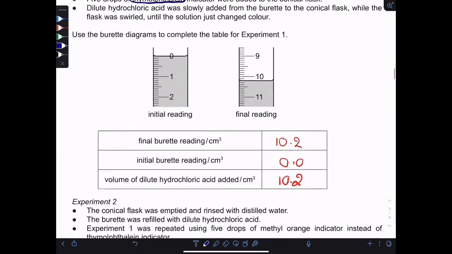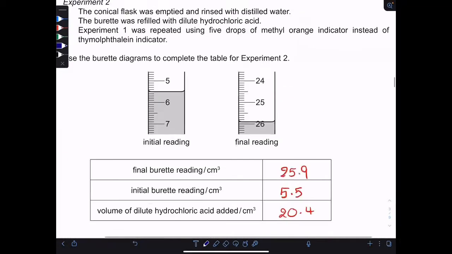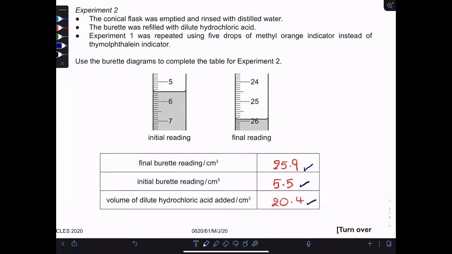And then he wants the readings: 10.2, 0.0, and 10.2. Don't forget that all burette readings should be taken to 1 decimal place. Experiment 2, the final burette reading is 25.9, 5.5, and the difference is 20.4.